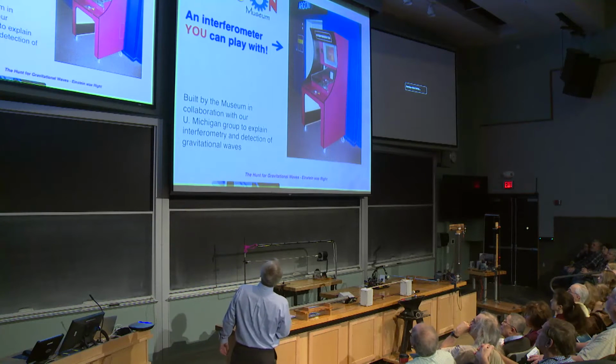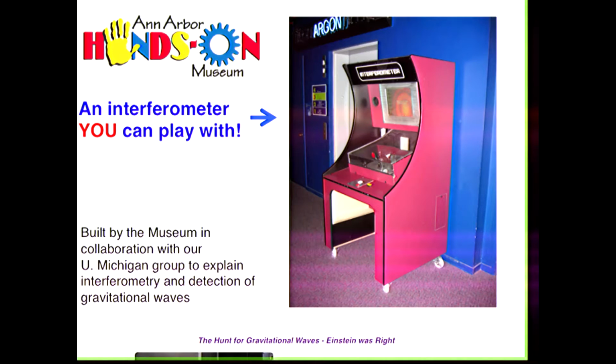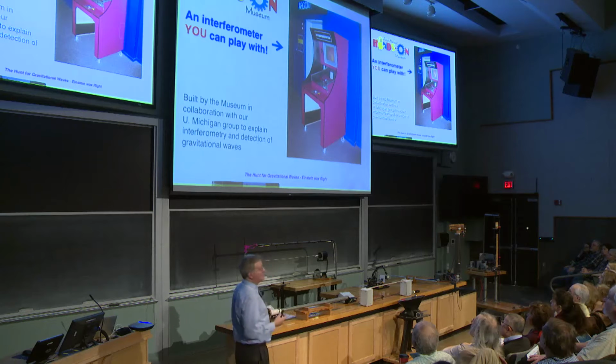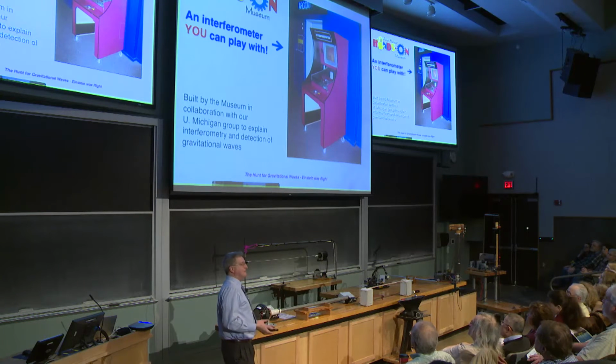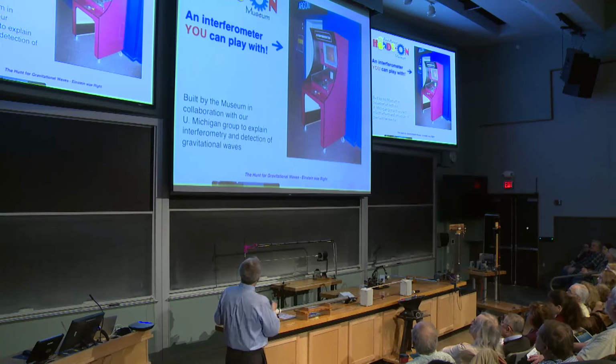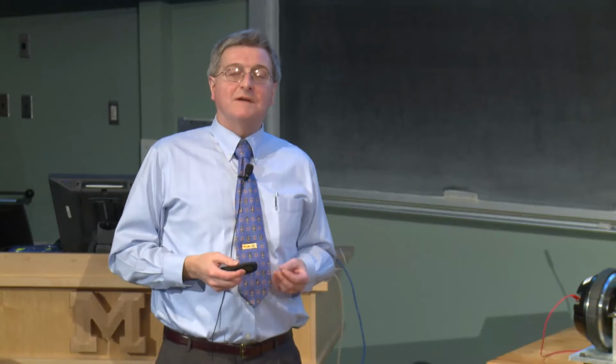Okay, so let me just point out, as a plug for the Ann Arbor Hands-On Museum, they have an interferometer very similar to the one I just showed you, and you can play with it yourself. You can block the beam, and you can see the fringe pattern go away and come back again. Okay? This is something that was built by the museum in collaboration with our group here in order to demonstrate both interferometry and the ideas behind the detection of gravitational waves.